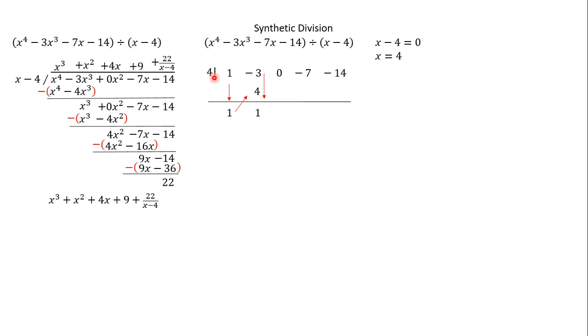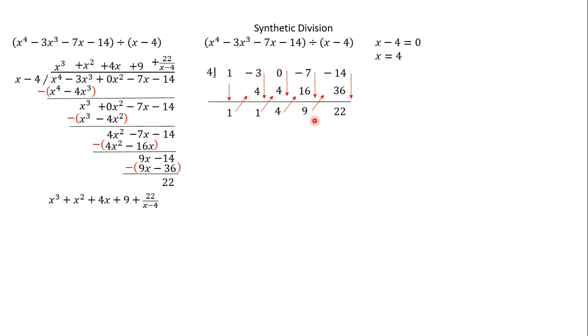Then again, multiply by this 4. 1 times 4 is 4. Add. 0 plus 4 is 4. Multiply. 4 times 4 is 16. Add. Negative 7 plus 16 is 9. Multiply. 9 times 4 is 36. And add to get 22.